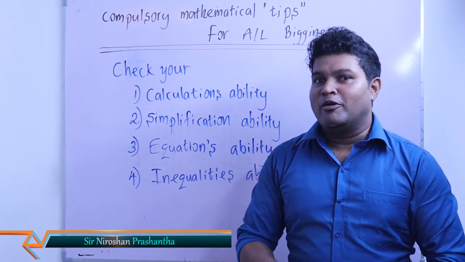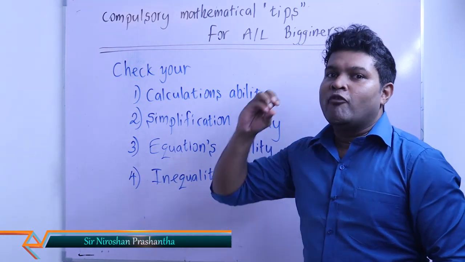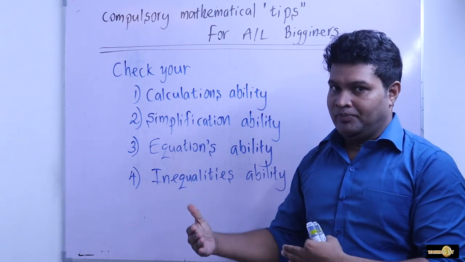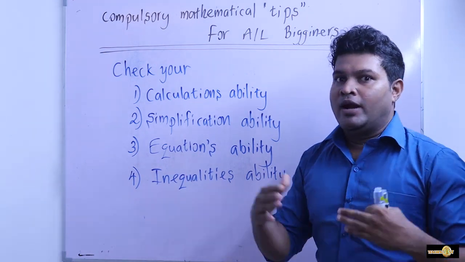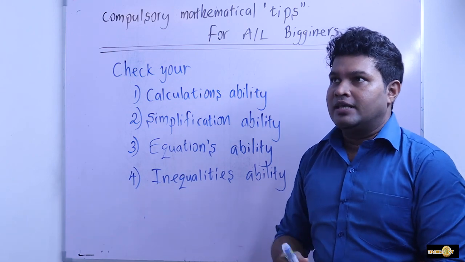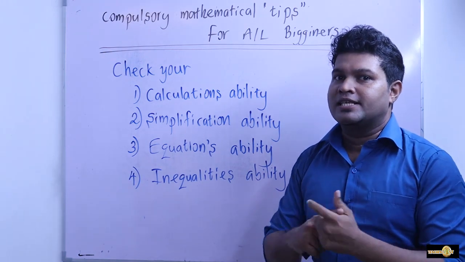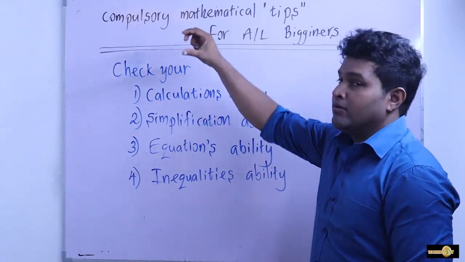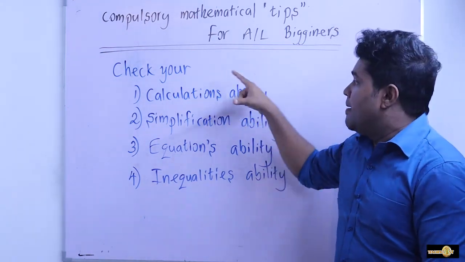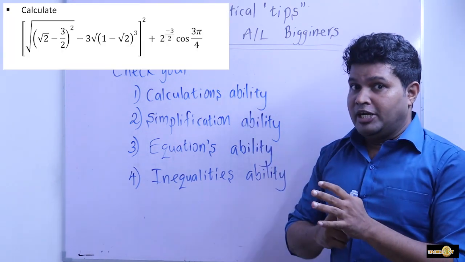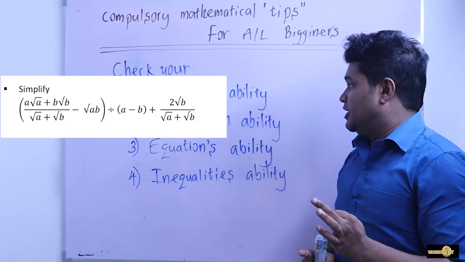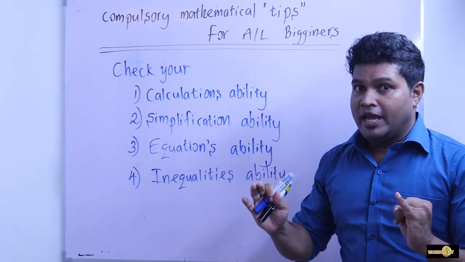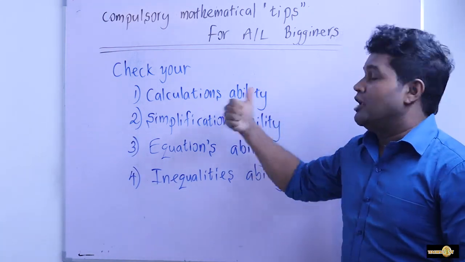Through this video we are going to show the main four abilities that a student should acquire before he starts his A level. If somebody is going to start A level with subjects such as commerce, maths, physics, chemistry and any other technical subject, then he must have particular knowledge regarding these abilities. Mainly calculation ability, simplification ability, equation ability, and finally inequalities ability. Okay, let's get on with the calculation ability.